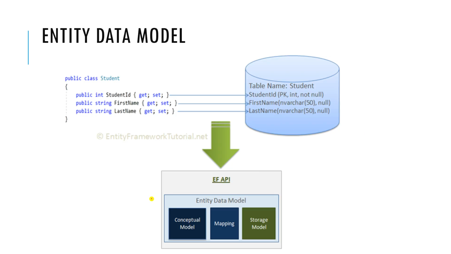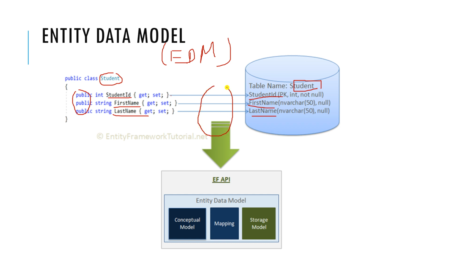Entity data model, as I explained before: for example, I have a class Student, with StudentID, first name, last name. These are properties of Student, and they are mapped by the entity data model, or EDM. It maps directly to the table in the database with the primary key, first name, last name. And for mapping, the middleware here is the Entity Framework API.